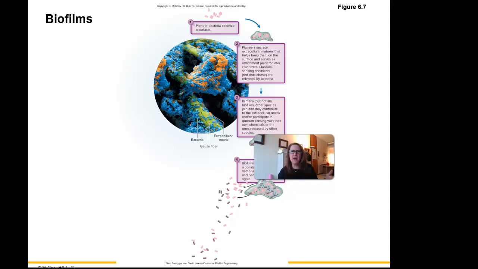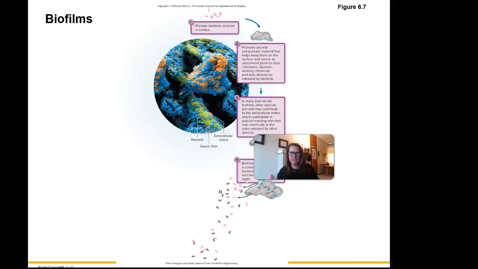So biofilms are not that different. You have these pioneer species, or the pioneer bacteria, that move in, colonize the surface, and begin secreting what we call extracellular matrix. They're releasing chemicals to the outside that literally help them stay on the surface they're trying to grow on, and that is going to be a source of attachment for other colonizers. These are the other bacteria that are going to move in and become part of this biofilm.